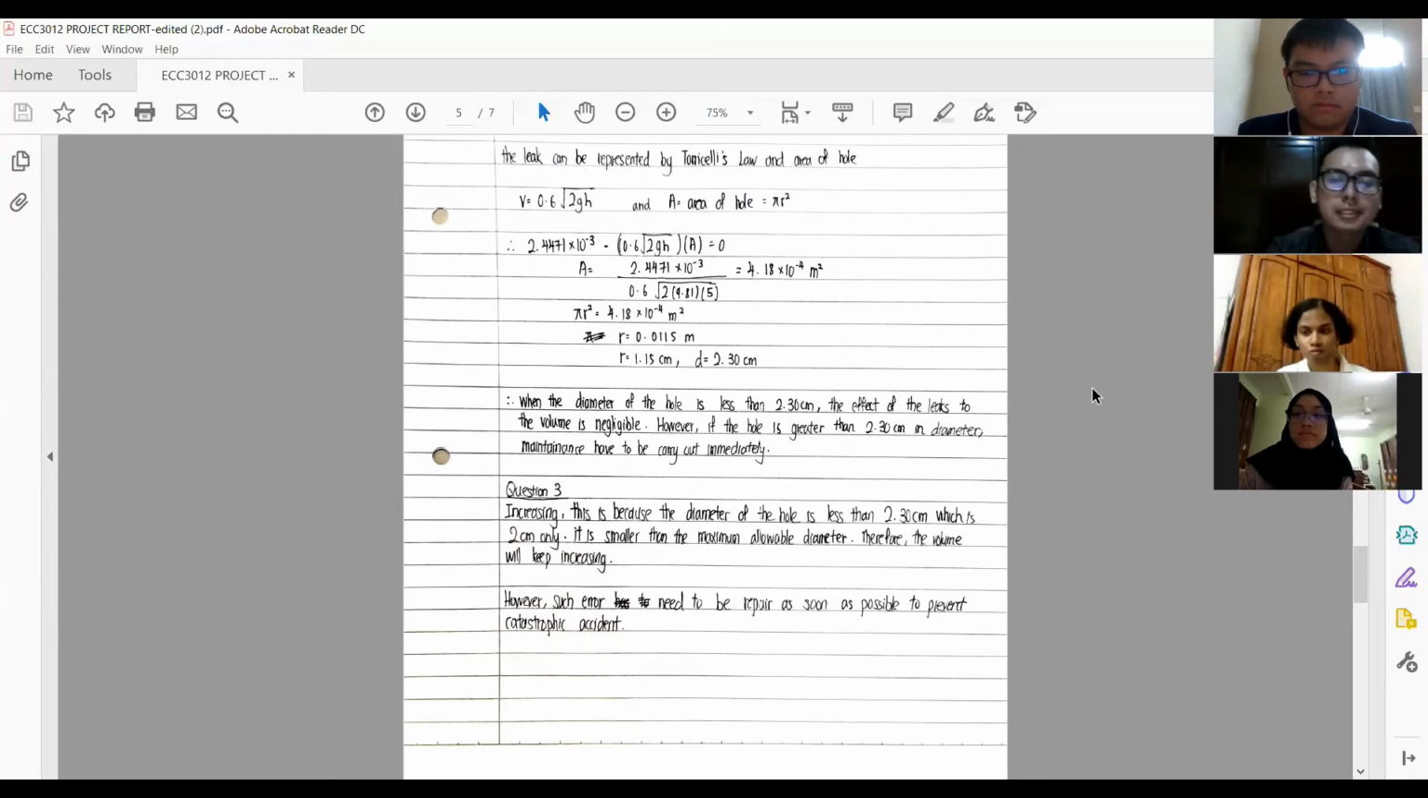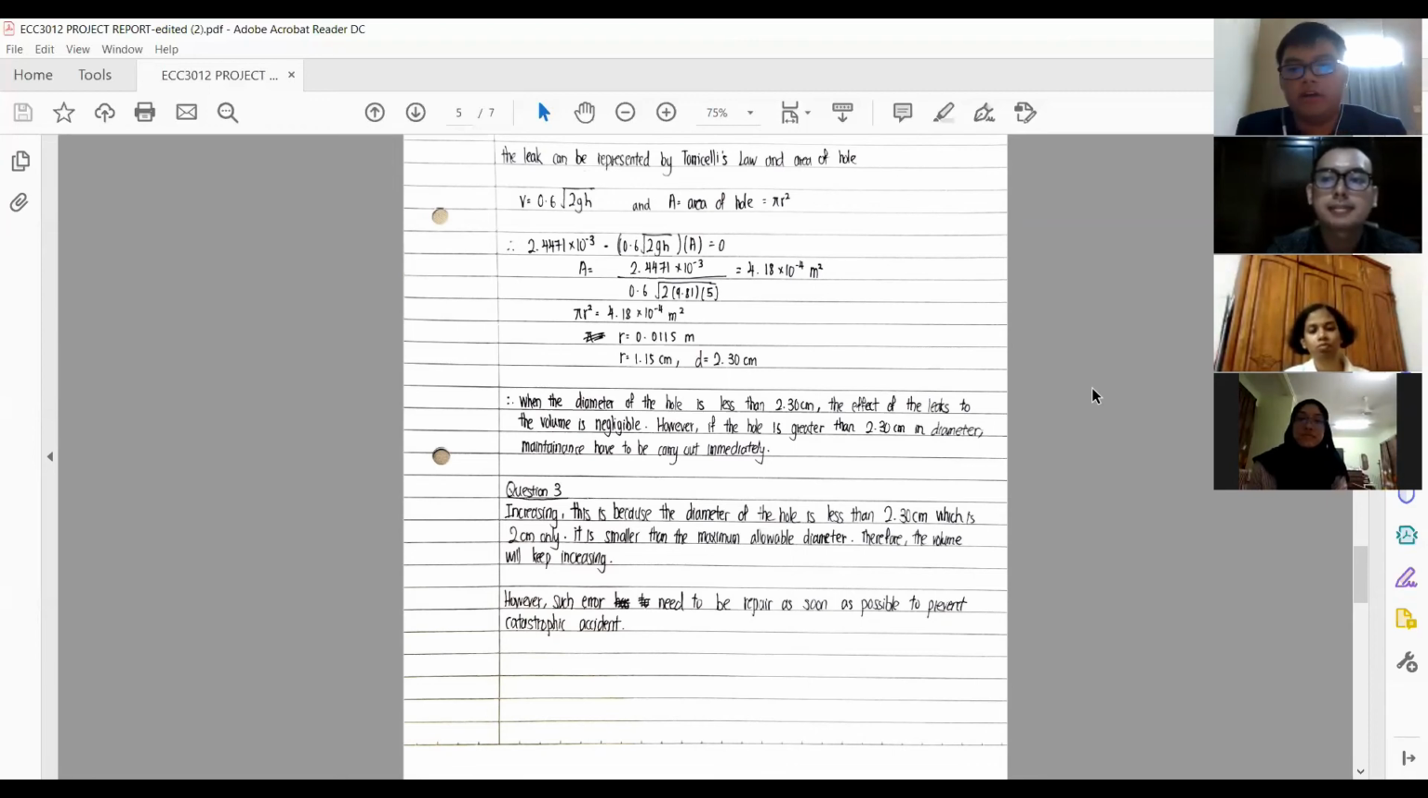As Wafa has mentioned, when the diameter of the hole is less than 2.3, the effect of the leak to the volume is negligible. What I mean is that it is smaller than the maximum allowable diameter. Therefore, the volume will keep increasing. However, such an error needs to be repaired as soon as possible in order to prevent catastrophic accidents.